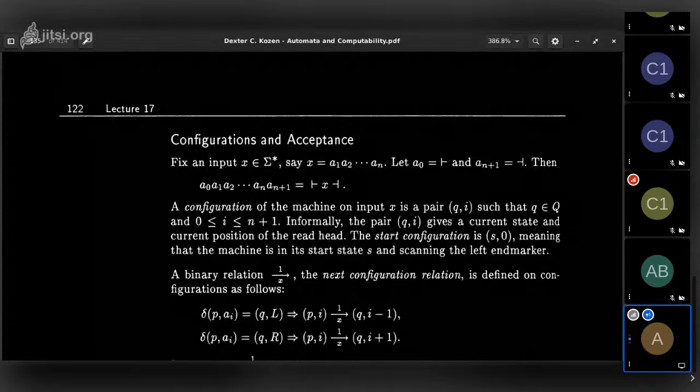Okay, let me check the site. Is there any comment from anyone? Okay, okay, okay.